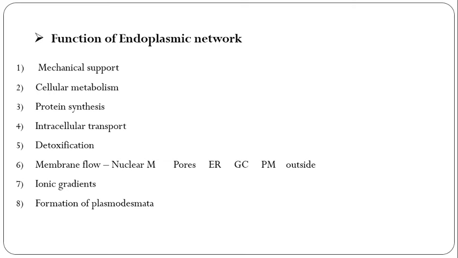Then the formation of plasmodesmata. Electron microscopic studies suggest that the endoplasmic reticulum in plants plays a special role in the interconnection of cells through the cytoplasmic strands called plasmodesmata. Only in the plant. In animal cells it is the endoplasmic network, and in plants it is the formation of plasmodesmata.